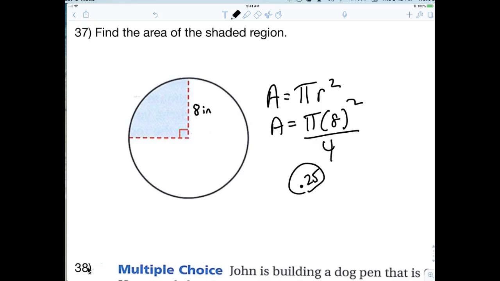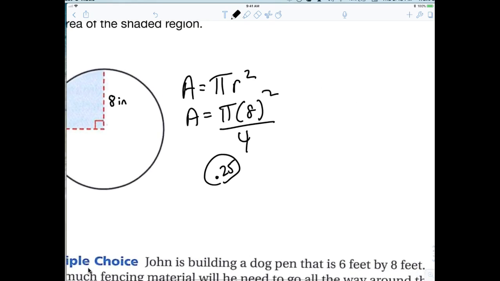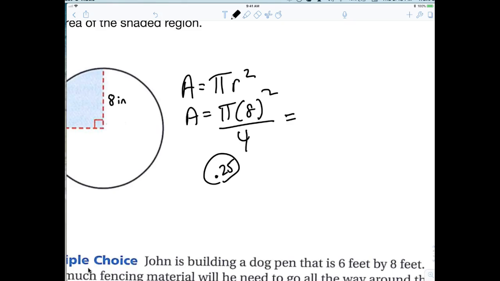No, because you have to square it first. So type in your calculator pi times 8 squared divided by 4. How much? Is it about 50.2 inches squared?